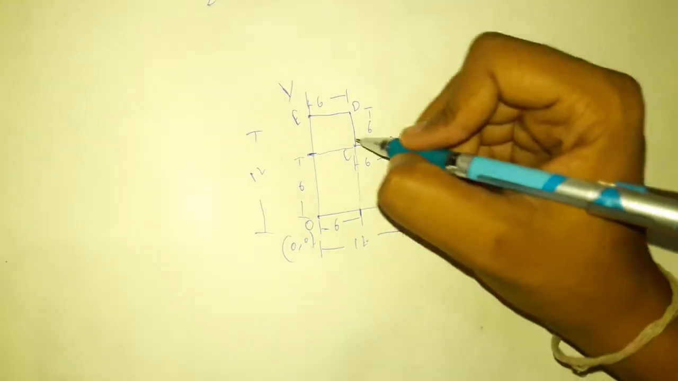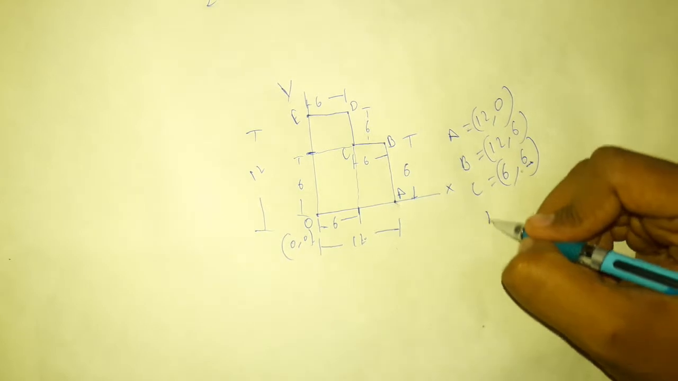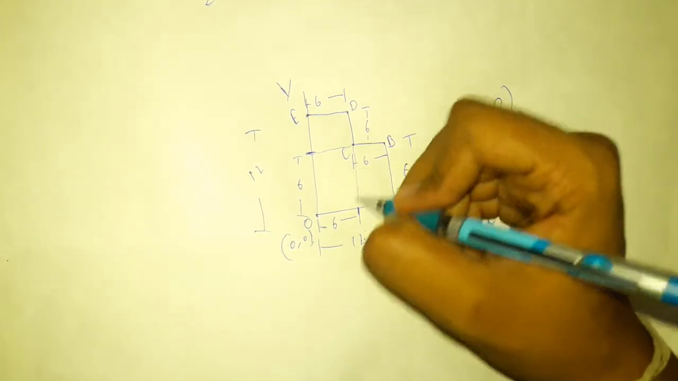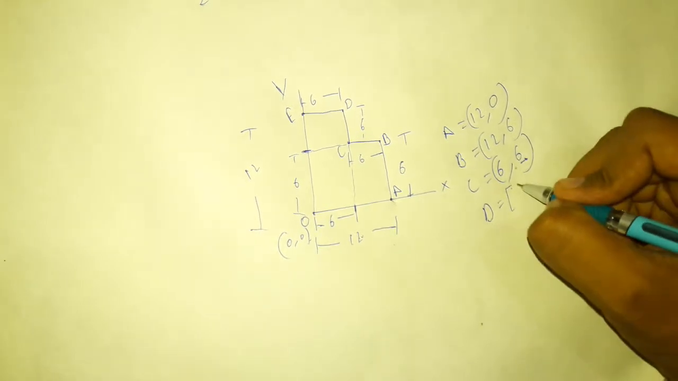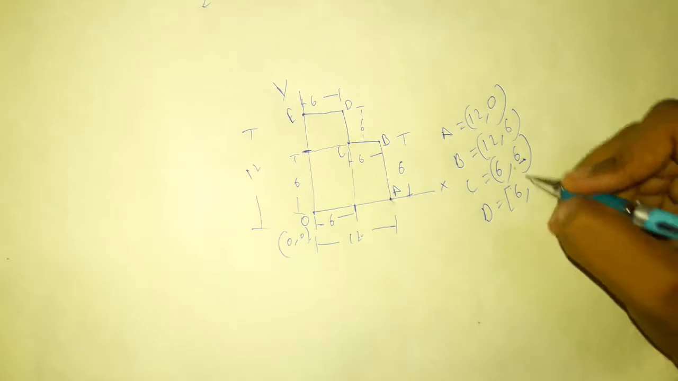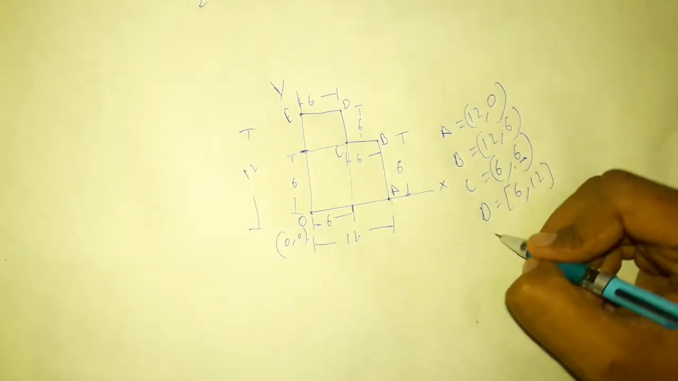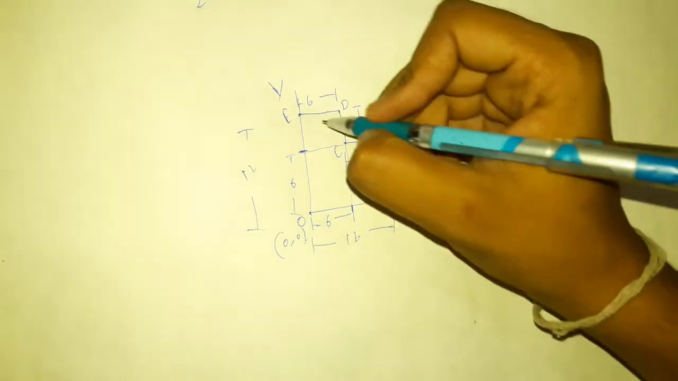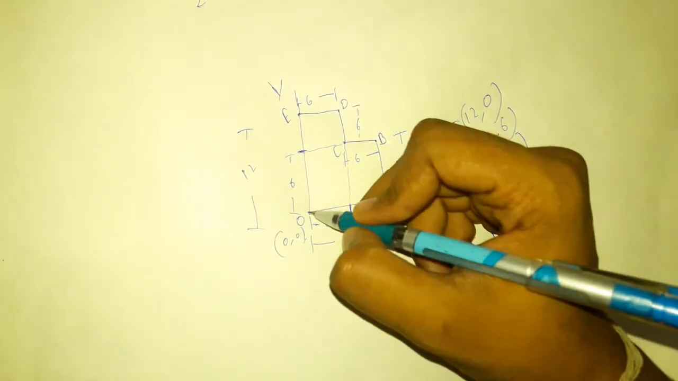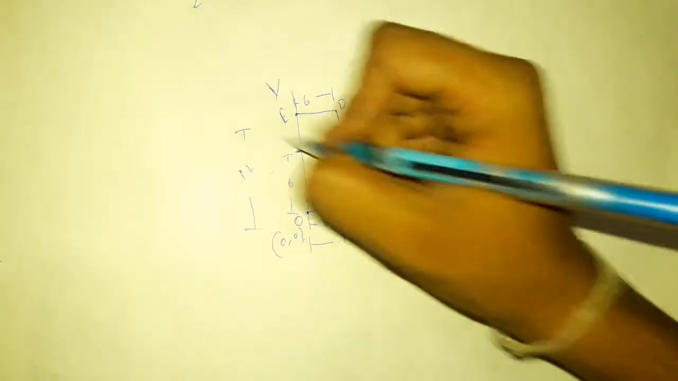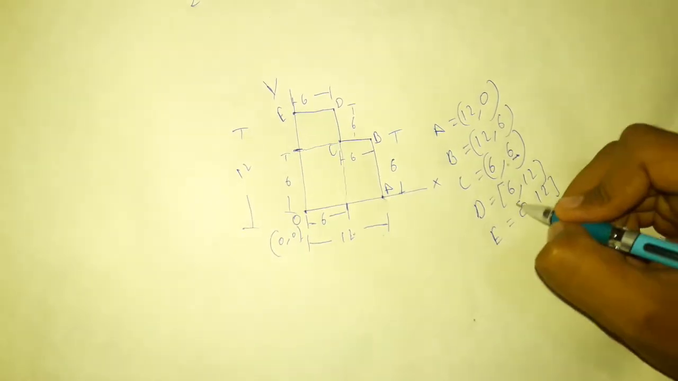After that, point D. D is similar to C for the x. It's 6, and for the y-axis it's 12. E, for the x is 0, and for y it's 12.